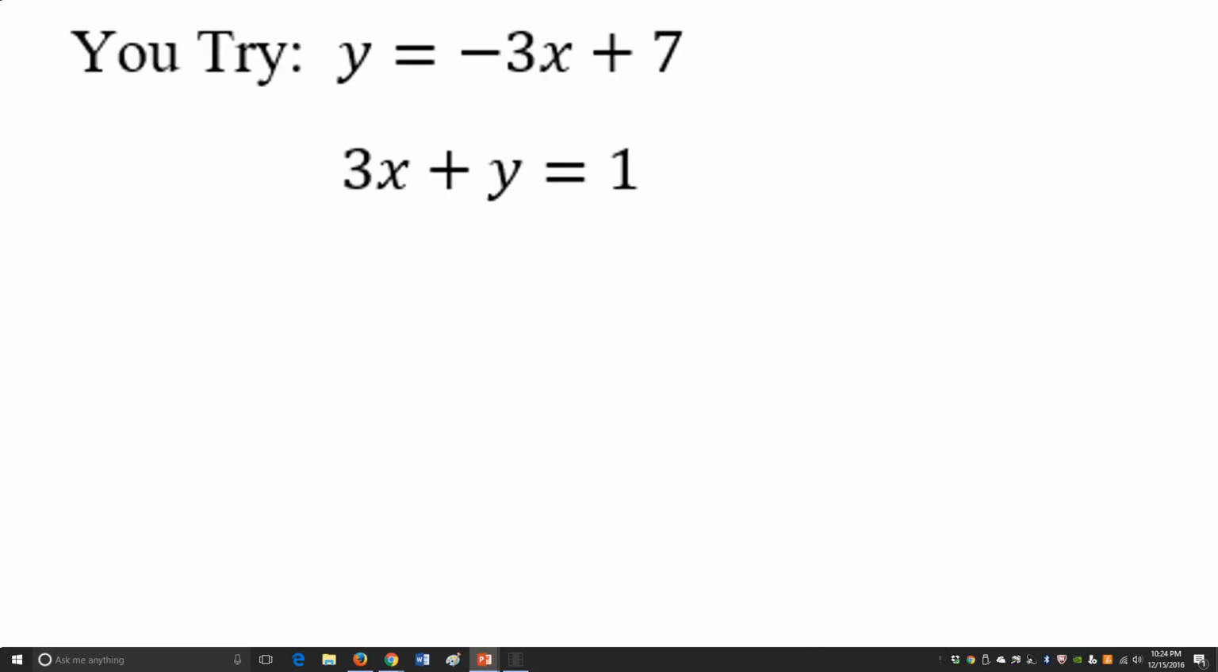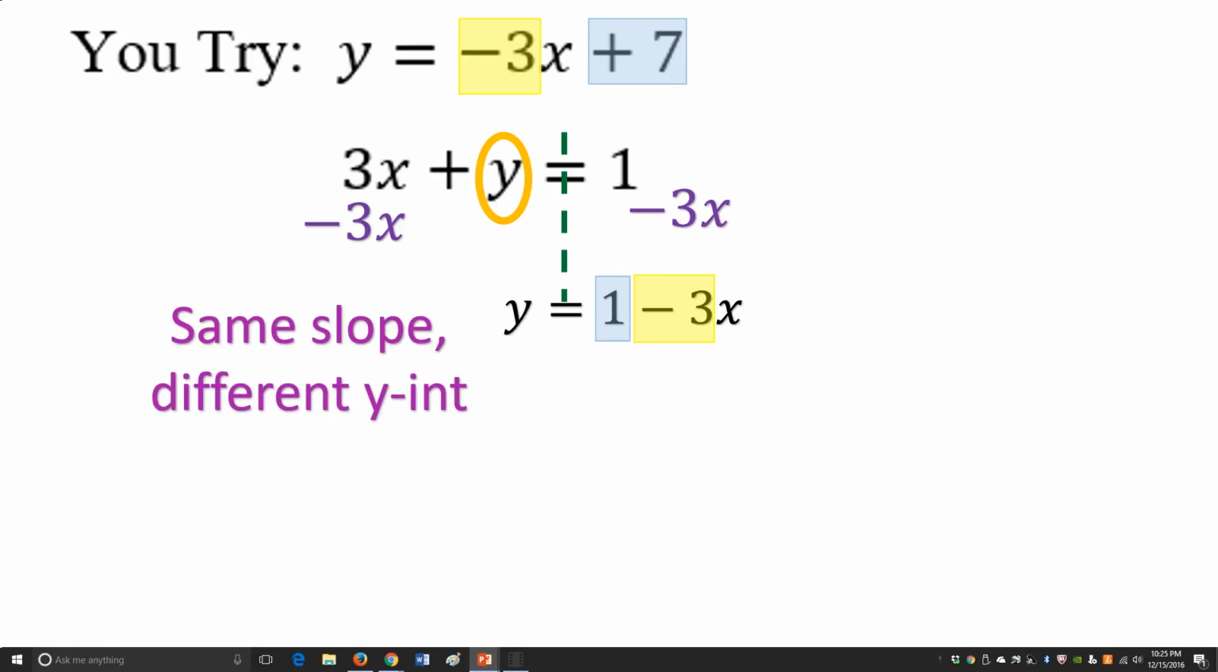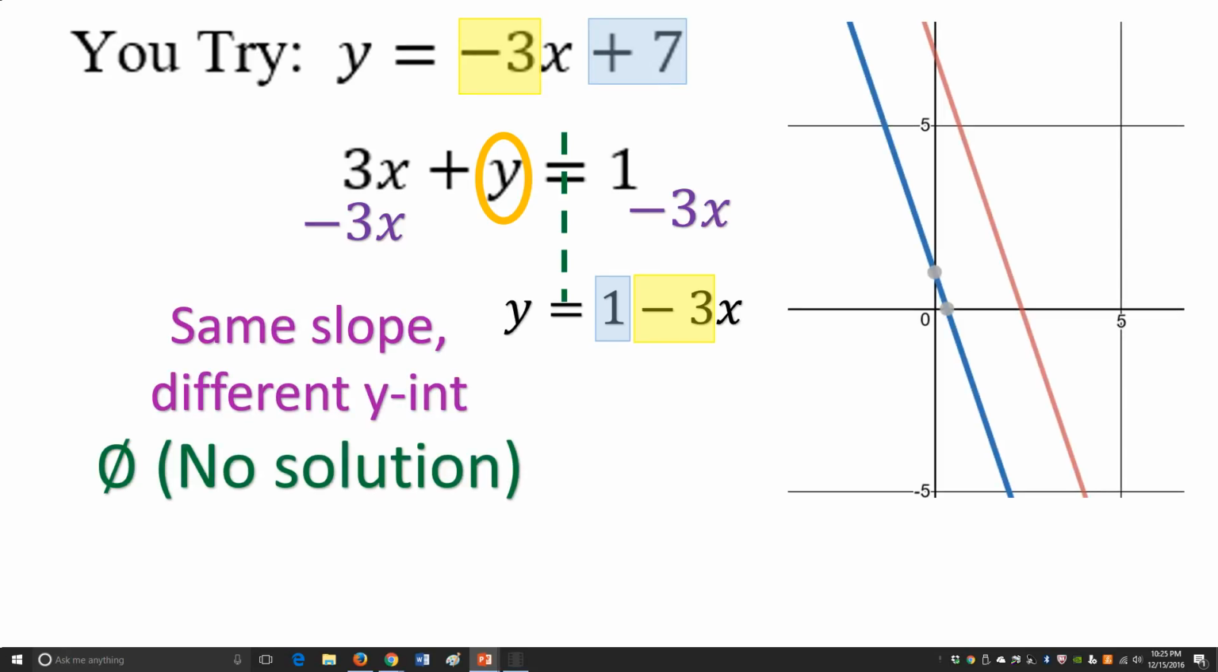Go ahead and try the U-try, please. Figure out what type of solution this system would have. Okay, got to get this one by itself, so don't be tricked. Sometimes people will think, oh, this is a positive 3x, this is a negative 3x, different slopes. Well, not the case, because we have to do minus 3x to both sides, and we'll get y equals 1 minus 3x. So therefore, we have the same slope, negative 3, different intercepts. So if the steepness is the same, but the intercepts are different, that means we're going to have no solution. And there it is. We have a negative 3 slope, same steepness, but different y-intercepts, so they cross at different points.